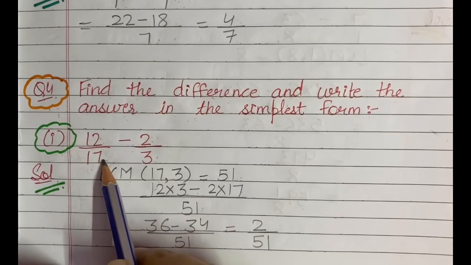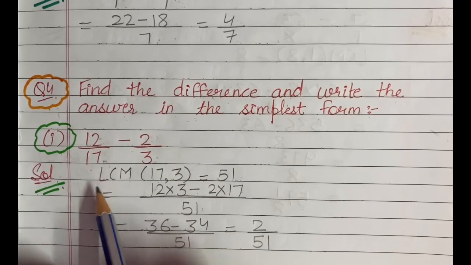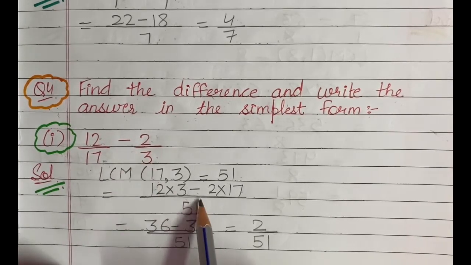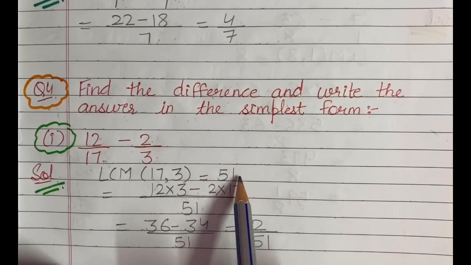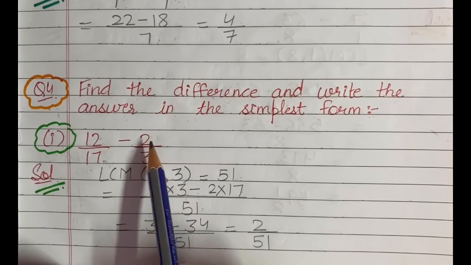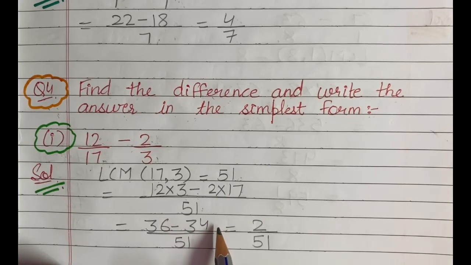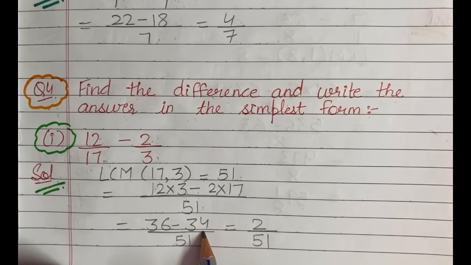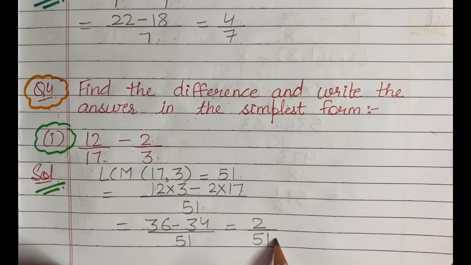Now here see students, the denominator is 17, and on dividing this LCM 51 by 17 we will get 3. So we will multiply the numerator 12 by 3, then this minus sign as it is. Now here the denominator is 3, and on dividing this LCM 51 by 3 we will get 17. So we will multiply the numerator 2 by 17. Okay, now students, in the next step, on multiplying 12 by 3 we will get 36, and on multiplying 2 by 17 we will get 34, and on solving this we will get 2 by 51 as the answer. Hopefully it is clear to you.